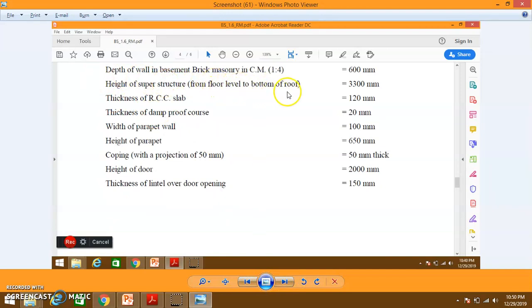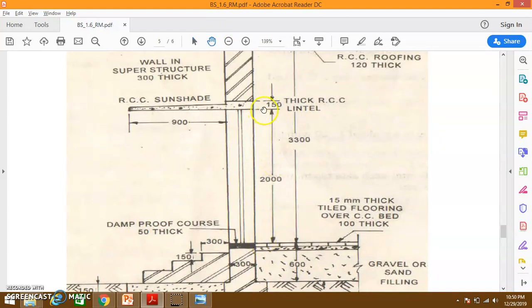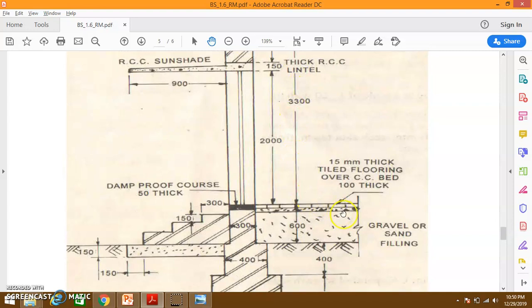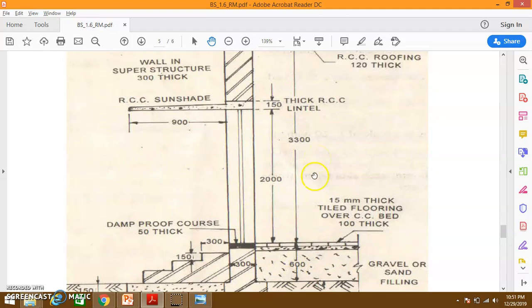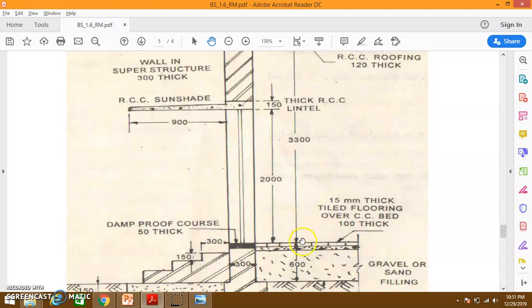Height of superstructure from floor level to bottom of roof is 3300 mm. The floor has 15 mm thick tile flooring over a 100 mm thick CC pan. So the height from the floor to the bottom of the RCC roof slab is 3300 mm, the floor to floor height.